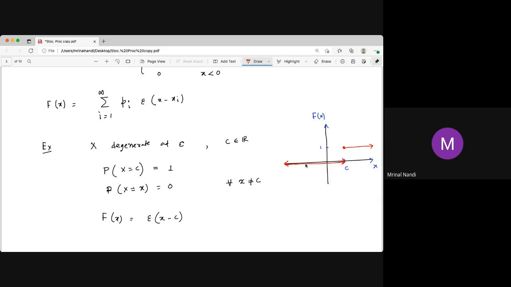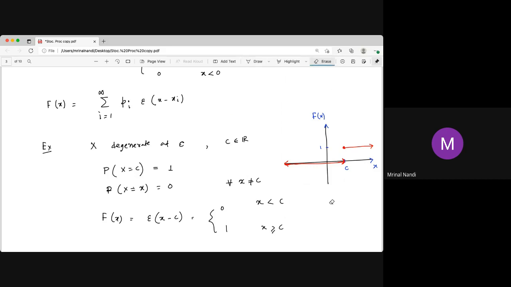So this is the simplest discrete random variable. Actually, it's not random really. It's only one value. This is 1, other than that this is 0. So it is actually deterministic. So this function is just 0 or 1. For x less than C it is 0, and for x greater than or equal to C it is 1.